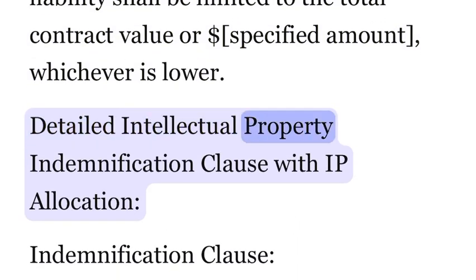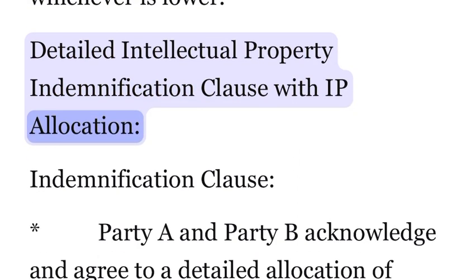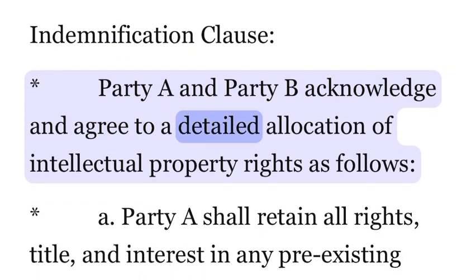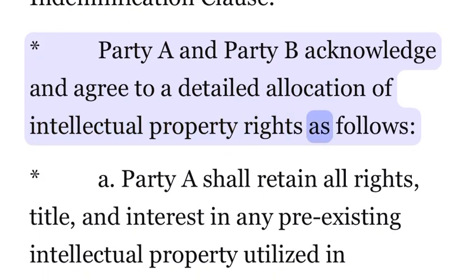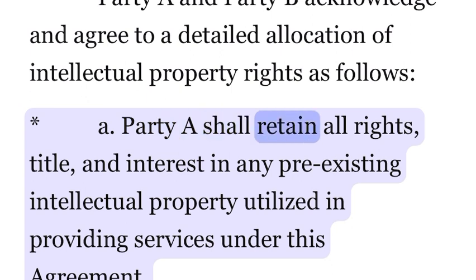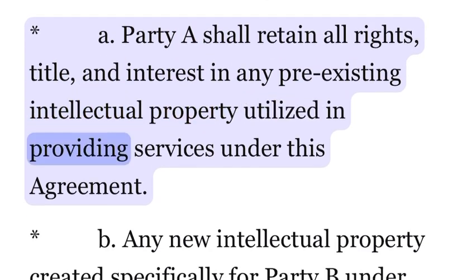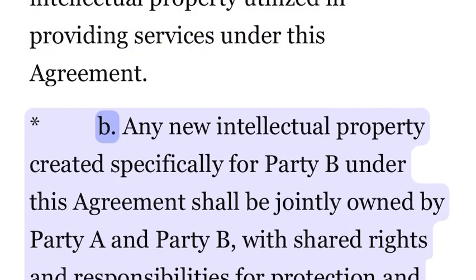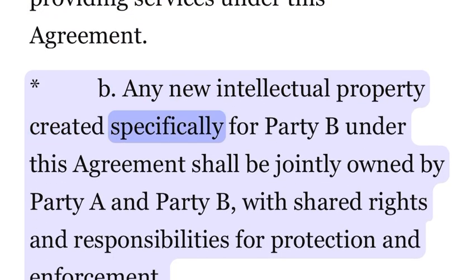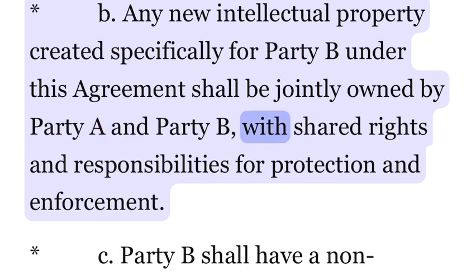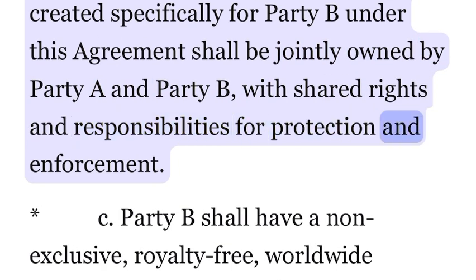Detailed intellectual property indemnification clause with IP allocation. Indemnification clause. Party A and Party B acknowledge and agree to a detailed allocation of intellectual property rights as follows. A. Party A shall retain all rights, title, and interest in any pre-existing intellectual property utilized in providing services under this agreement. B. Any new intellectual property created specifically for Party B under this agreement shall be jointly owned by Party A and Party B, with shared rights and responsibilities for protection and enforcement.